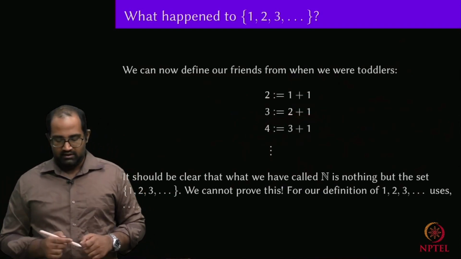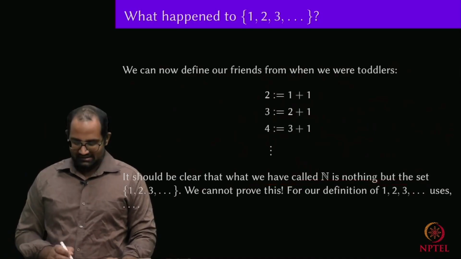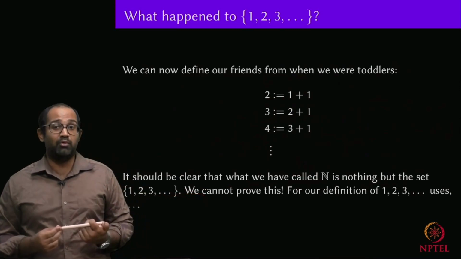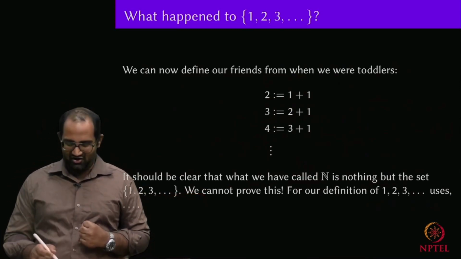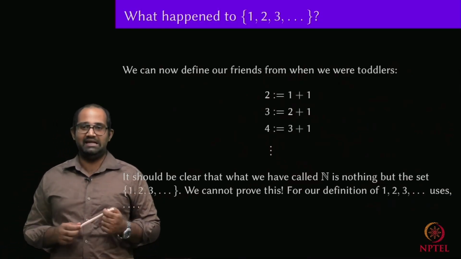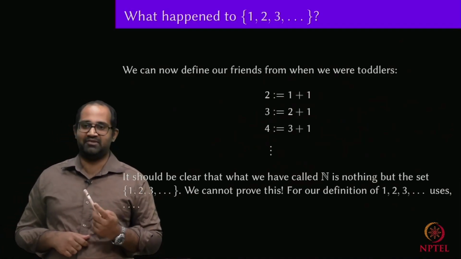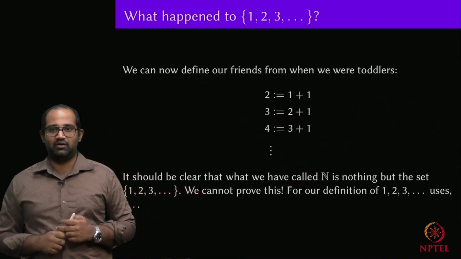Now it should be clear to you that what we have called N is nothing but the set 1, 2, 3, dot dot dot. Of course, we cannot prove this because our definition uses dot dot dots. We have just made it vertical dot dot dots, but it should be clear to you that what we are calling the set N abstractly is nothing but the set 1, 2, 3, dot dot dot. Okay.